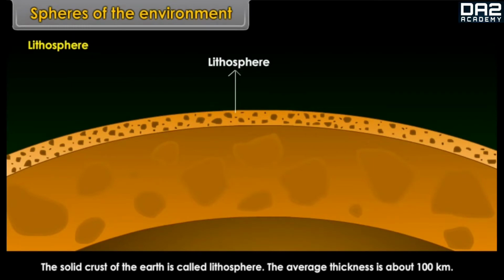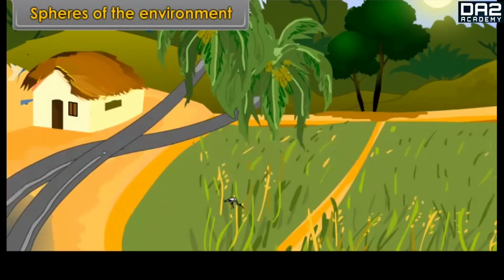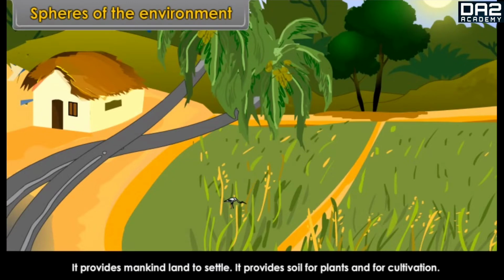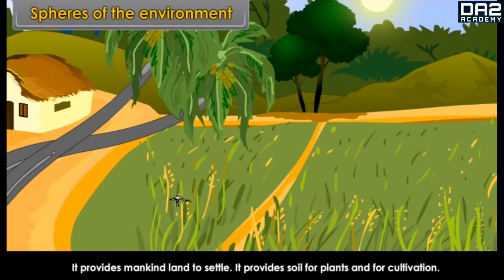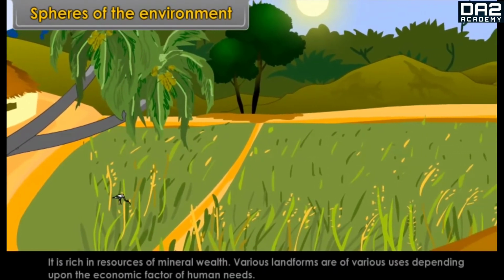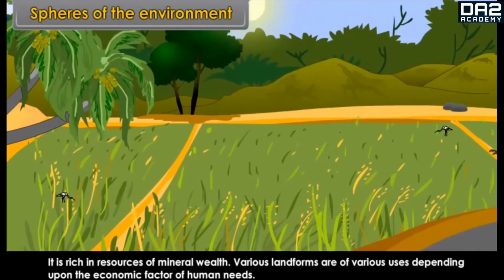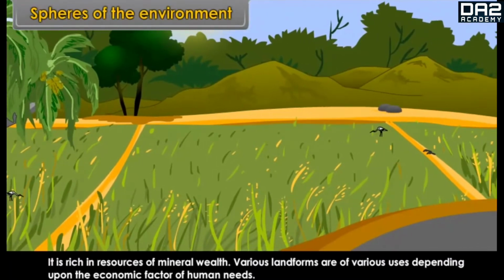Importance of lithosphere. It provides mankind land to settle. It provides soil for plants and for cultivation. It is rich in resources of mineral wealth. Various landforms are of various uses, depending upon the economic factor of human needs.